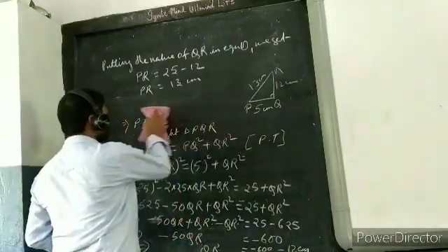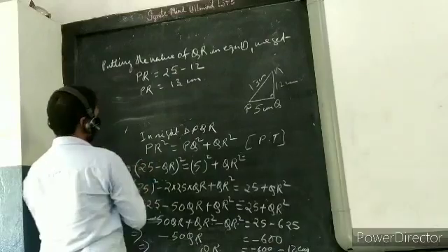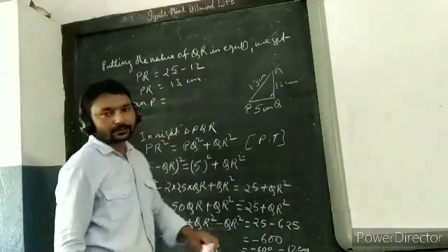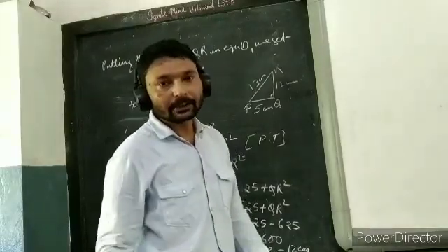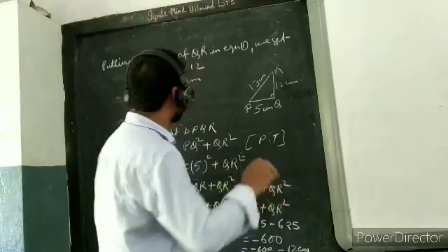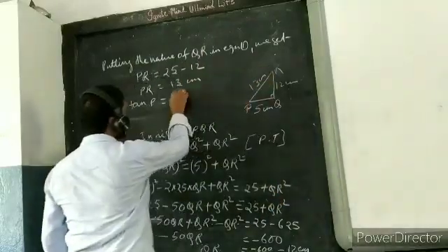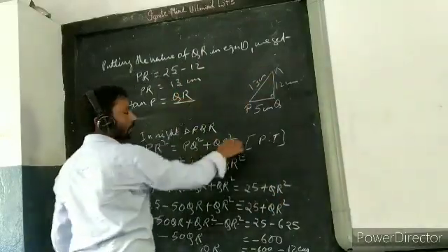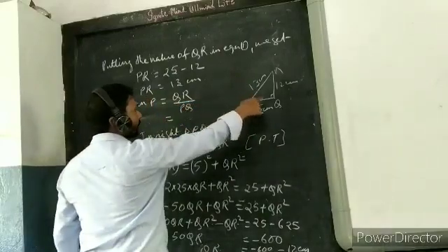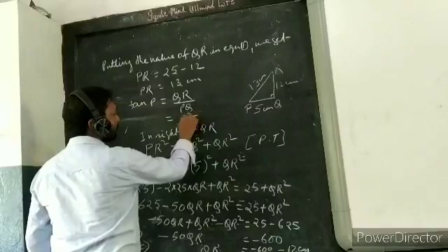Tan P. What is tan P? Tan P is perpendicular by base. Now which one is perpendicular? Your QR is perpendicular, you write the name of the side QR, and your base is PQ. QR is 12 and PQ is 5.